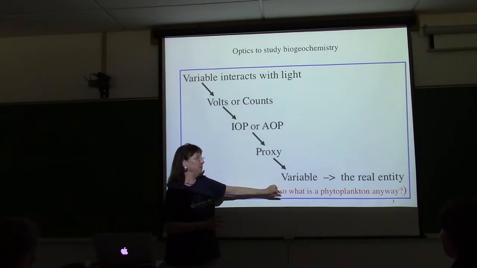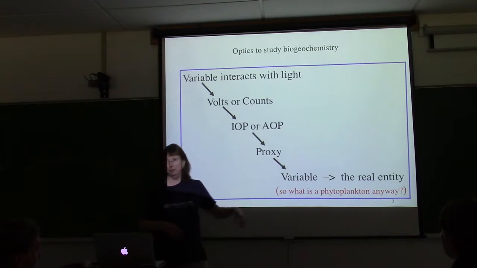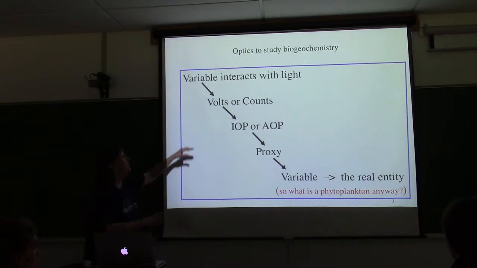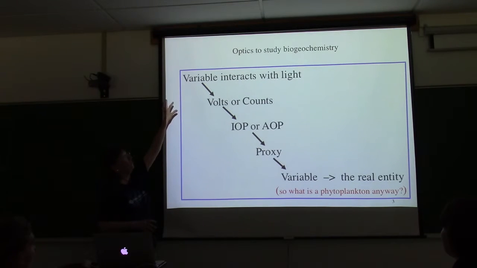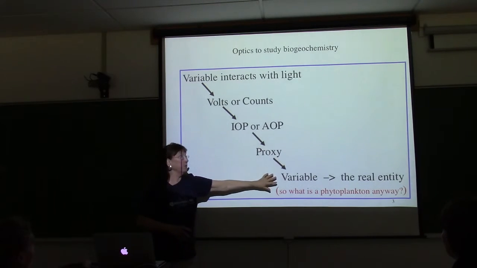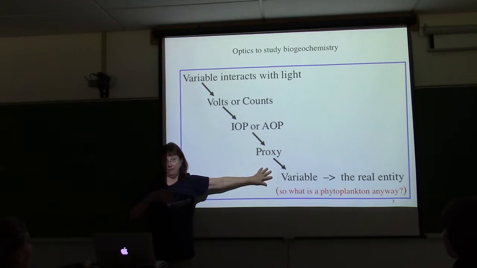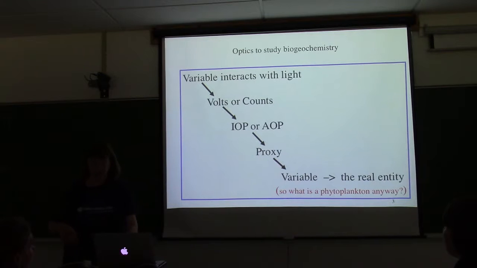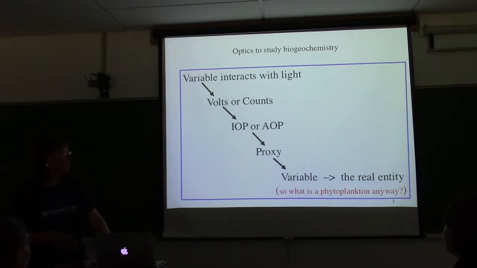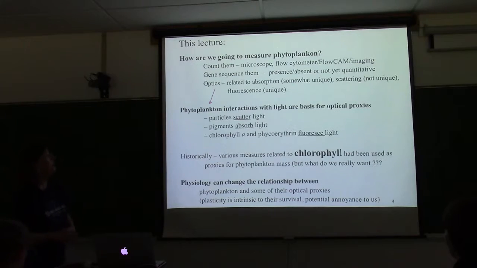And what we're trying to do is get to whatever the variable is, the real thing. And so there's sometimes a long way between what we're actually measuring and what we're trying to get at. And I think that is in spades for this functional type. So anyway, that's just another way of thinking about things.